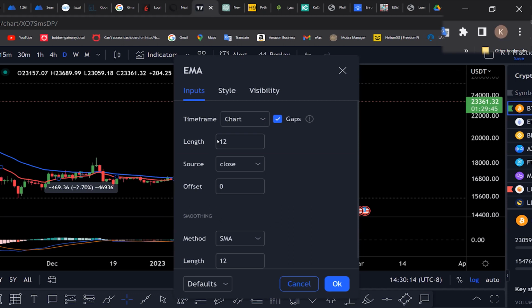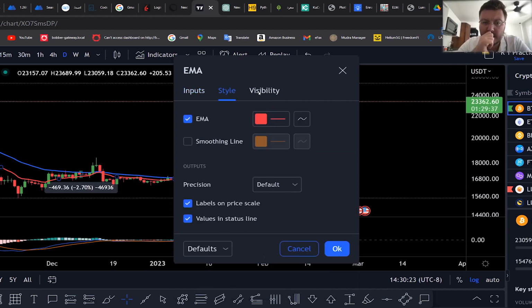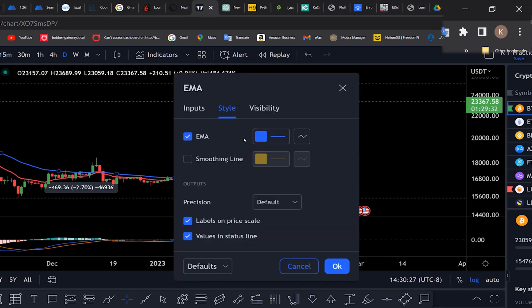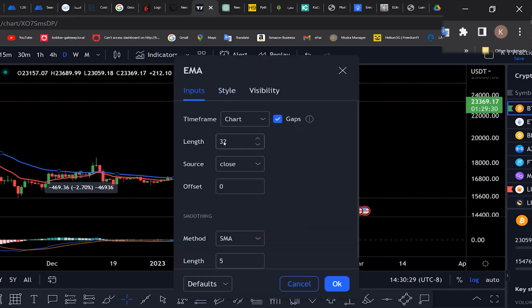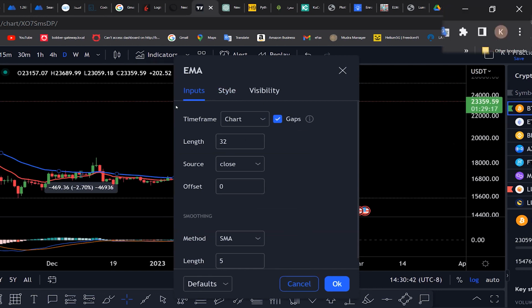The first one, the red one, the length is 12, it's SMA. And the blue one is SMA 32. But here the method is SMA, the length is 5. The smoothing is 5. Just when you add the indicator, you can use the same as mine.